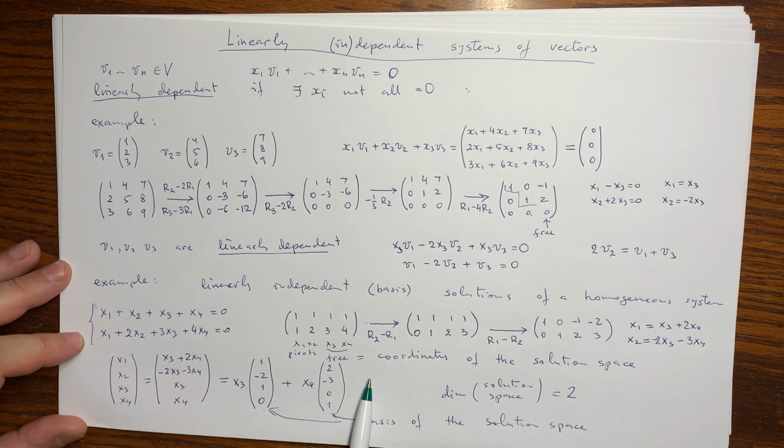The dimension is already visible at this step when we saw that we have two pivots and two free variables. The dimension of the solution space is 2.